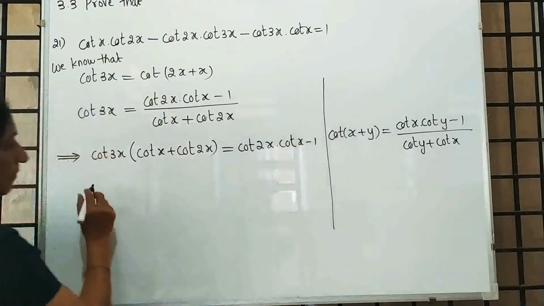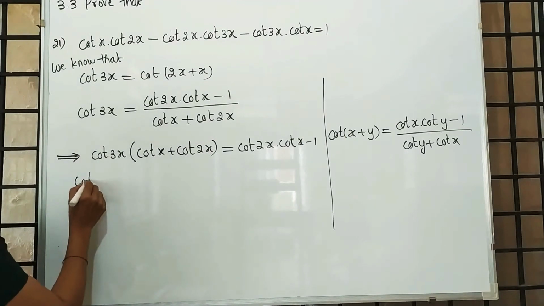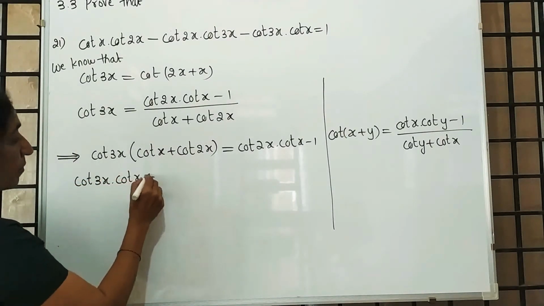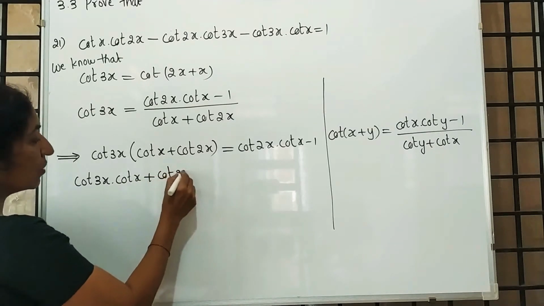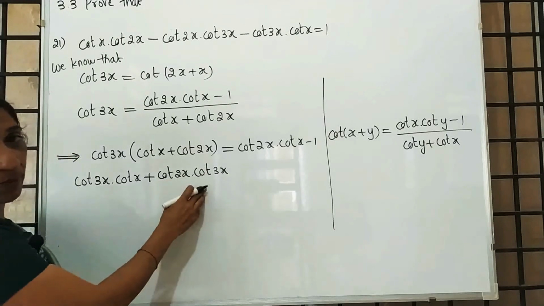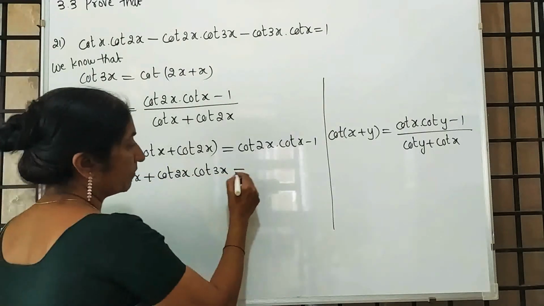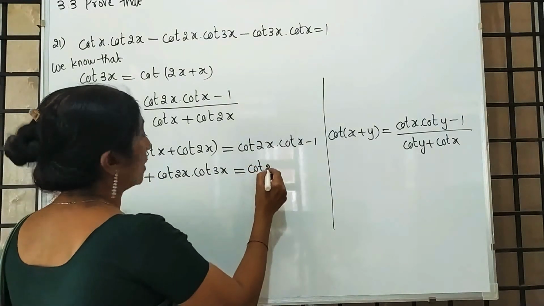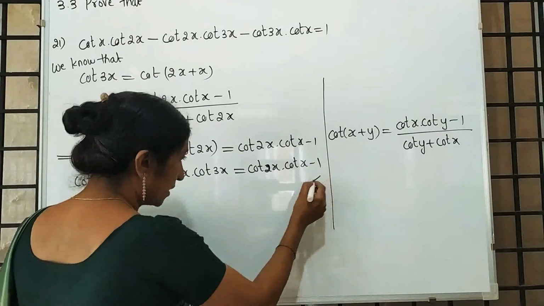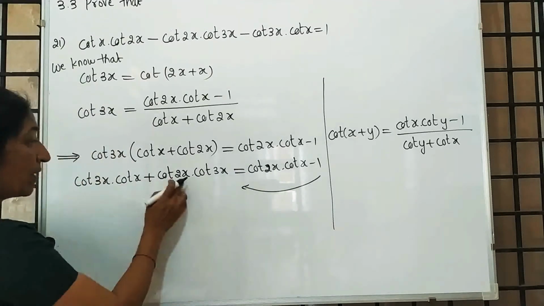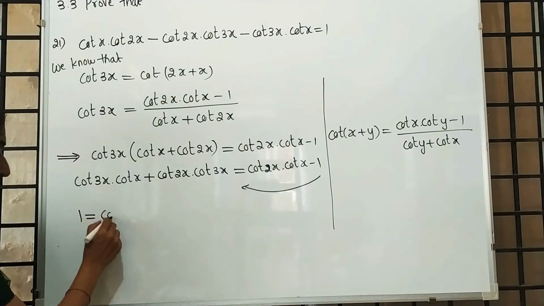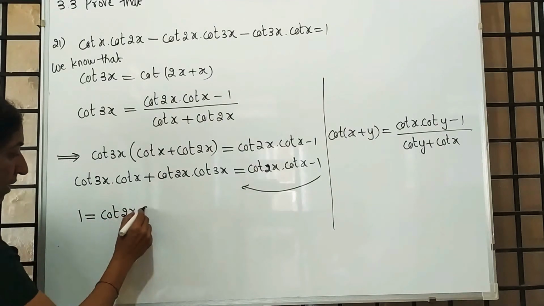Don't mix with that. Remove the bracket. It is cot 3x into cot x plus cot 2x into cot 3x. You cannot multiply trigonometric terms because they have different angles. Now it is cot 2x into cot x minus 1. Take minus 1 this side and the remaining two terms on that side. Taking minus 1, it becomes plus 1. Cot 2x into cot x.